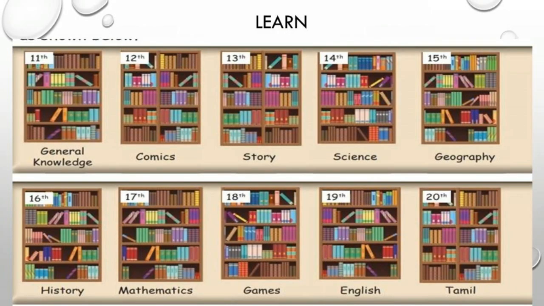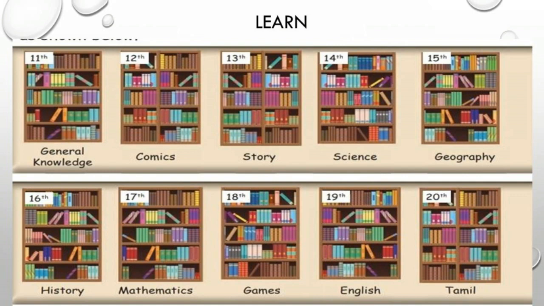Learn. In a library, the first 10 racks were allotted for magazines and dailies. Books are arranged in different racks from the 11th onwards as shown below. In the 11th rack, they have arranged a general knowledge book. Next to the 11th is the 12th rack, a comics book. And the 13th is the story books. And the 14th rack is a science book. The geography books were kept in the 15th rack. In the 16th rack, it's history books.